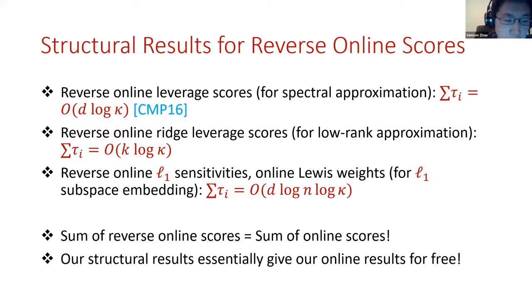And combined with the results on the previous slide, these quantities show that our algorithms are correct and have a certain space bound for each of these algorithms in the sliding window model. So this gives our results in the sliding window model. Now it turns out that the sum of the reverse online scores is actually equal to the sum of the online scores. And thus we can use our same approach and essentially get online algorithms for free.